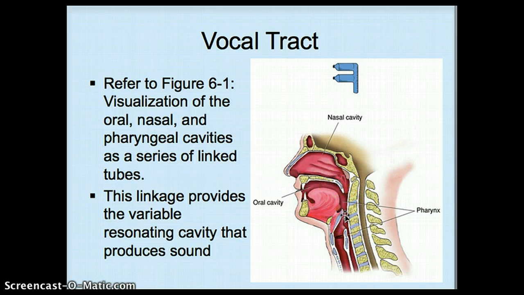This linkage provides the variable resonating cavity that produces sound. So sound is produced here at the vocal folds, and the sound source comes up through the pharynx and goes in through the oral cavity and the nasal cavity, and the sound gets resonated.